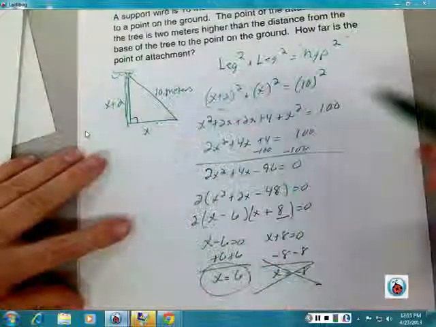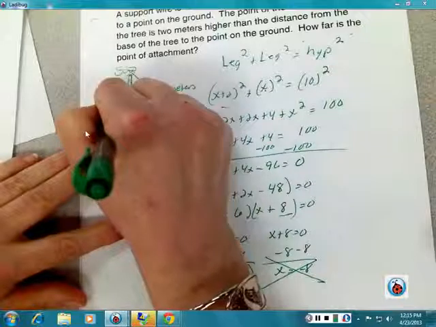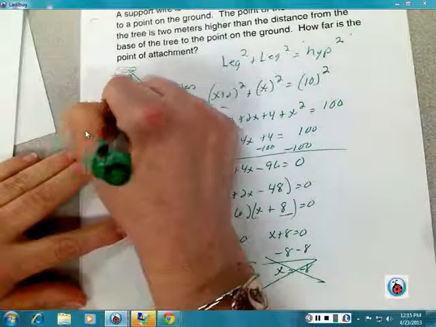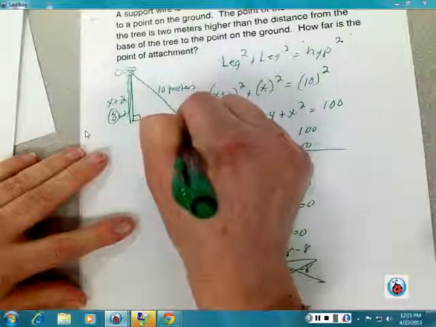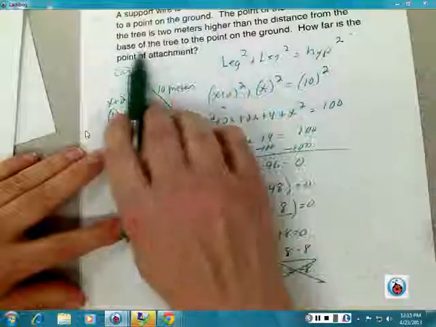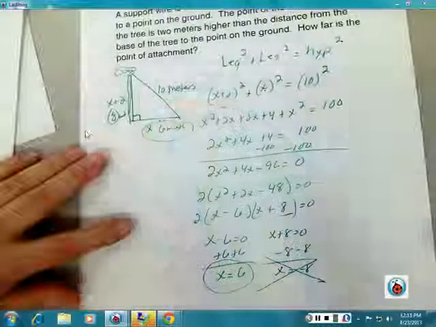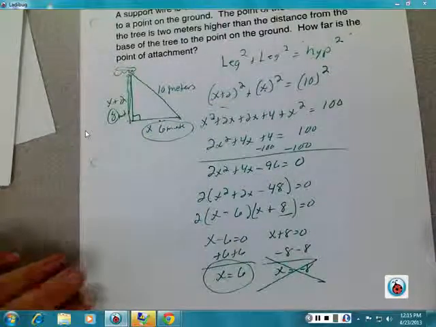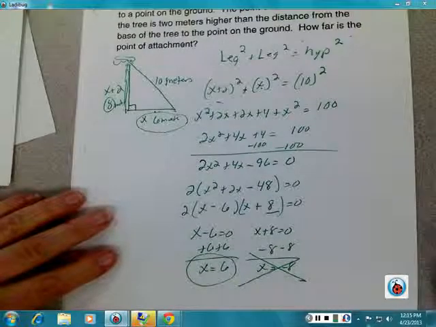It says how far is the point of attachment. If we look at these, this side is x plus 2 or 6 plus 2. This is up 8 meters. This is at 6 meters. And so the point of attachment is 6 meters out. So my answer to this would be simply 6 meters. And so that takes care of all of the section of 6.7.